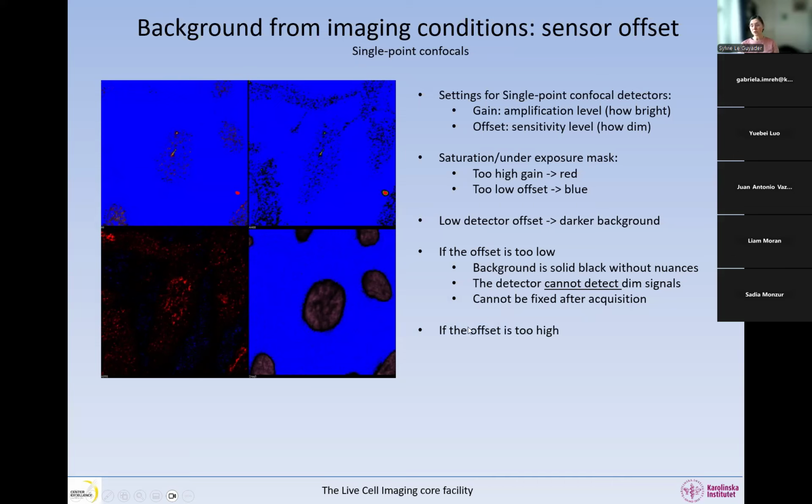If the offset is too high, what happens is that the background will become a bit gray. That's not a big deal. That can be corrected. All the dim signals are detected, but this can be fixed later with background subtraction.